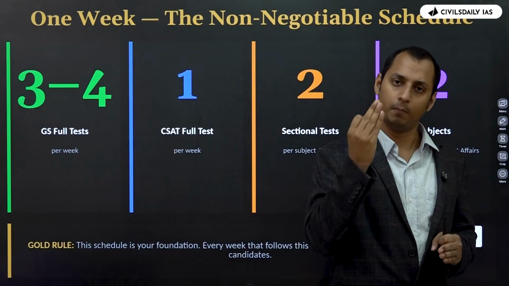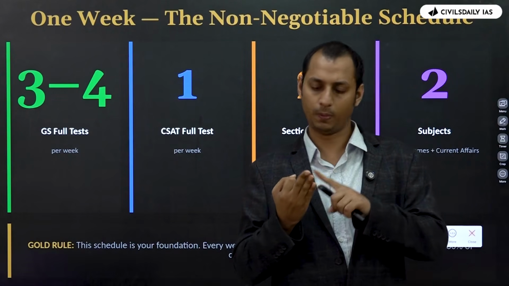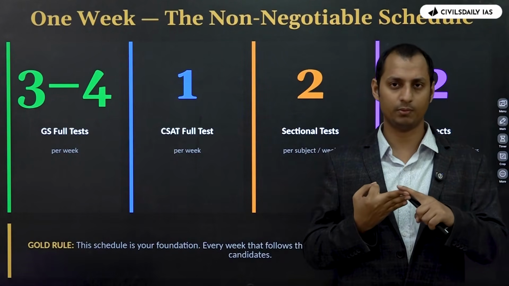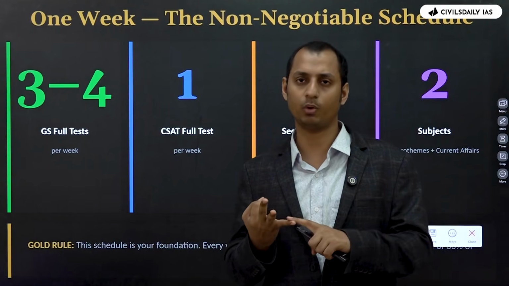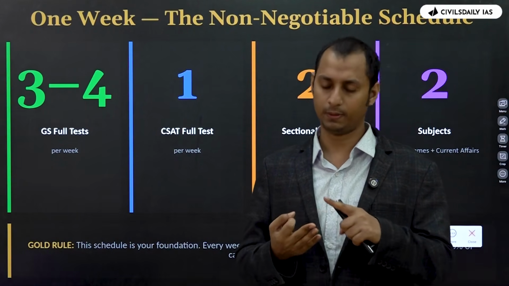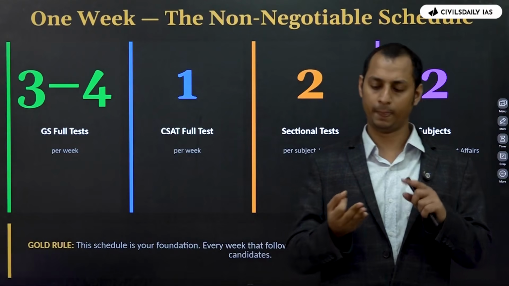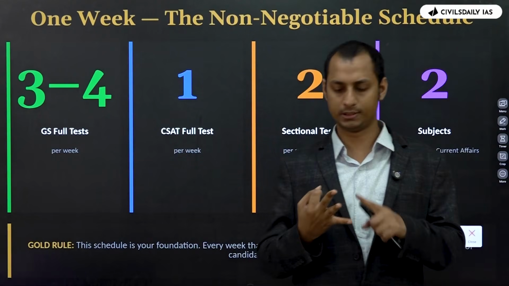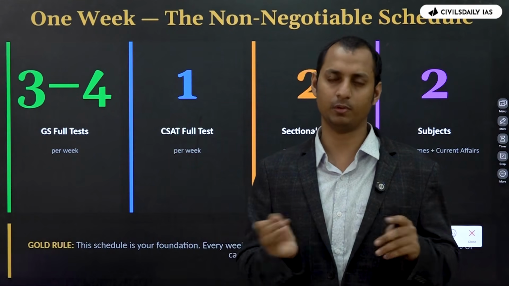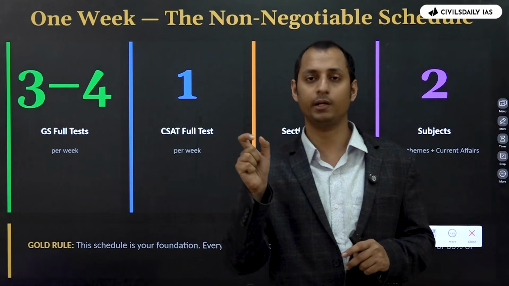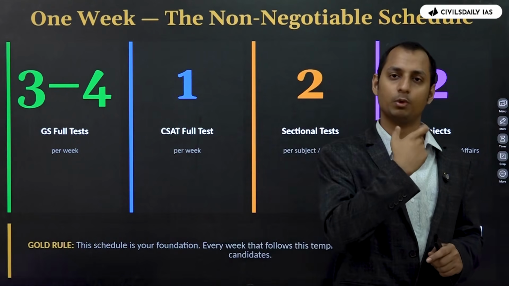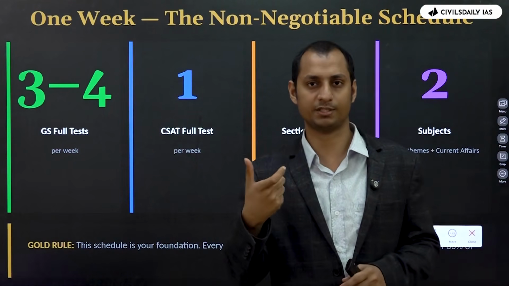So, that's like Monday to Wednesday, 1 particular subject. Monday, 1 sectional test. Wednesday, 1 sectional test. Monday, 1 full test. Wednesday, 1 full test. Then you shift to the next subject. Again, Thursday, 1 sectional test. Saturday, 1 sectional test and the full test in between as well. And then Sunday, you can go for a full-length test, which contains both CSAT and GS as well. Okay.